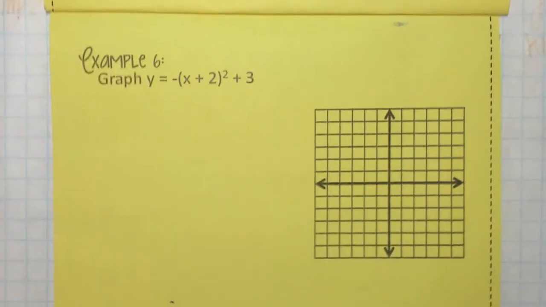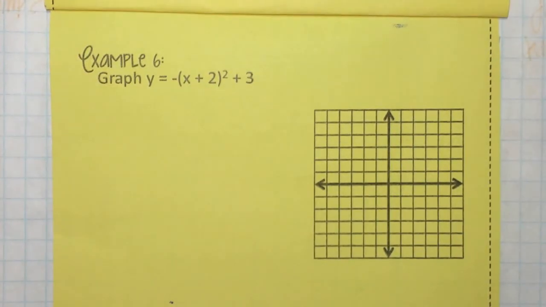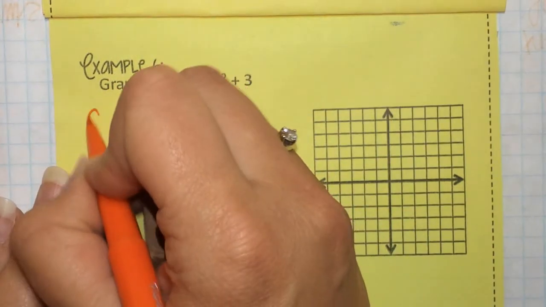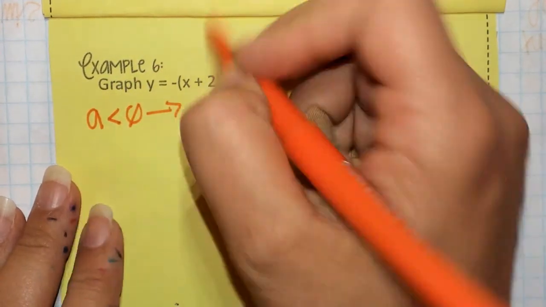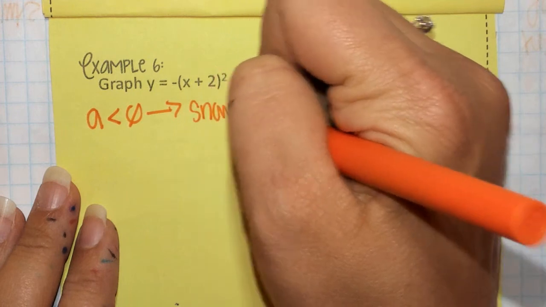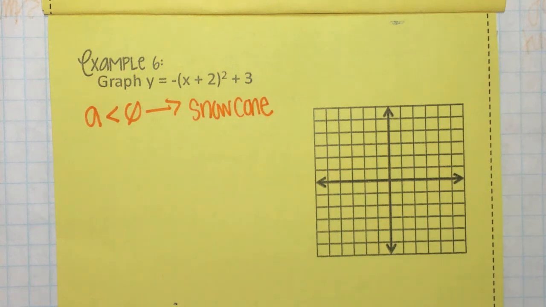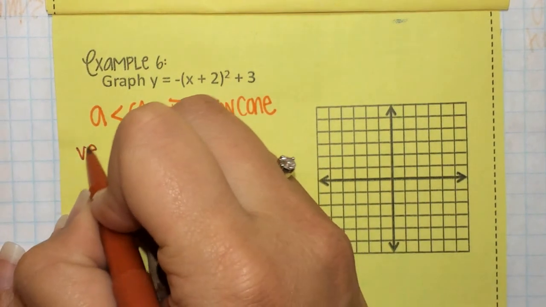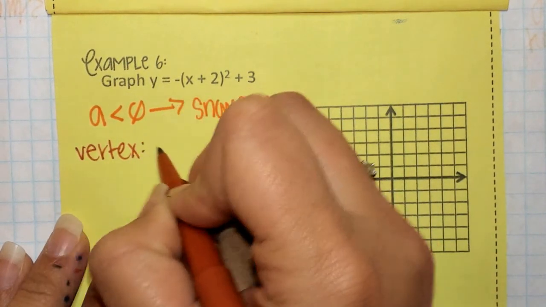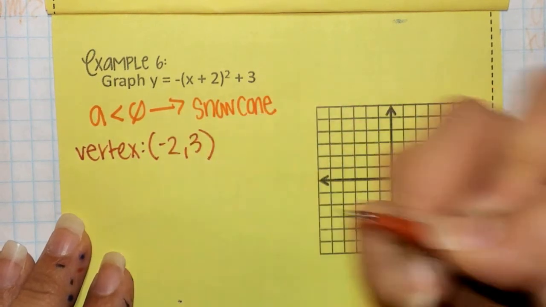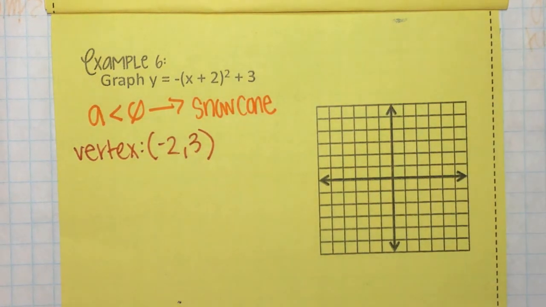Let's do example 6. Since there's a negative, is it going to be a taco or a snow cone? Alright, so what is our vertex? Negative 2, 3. Because remember, it's the opposite and then the same.